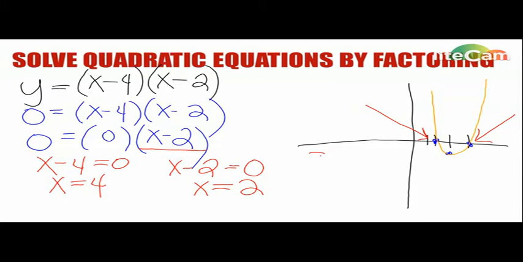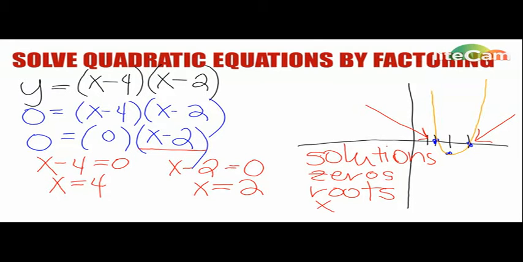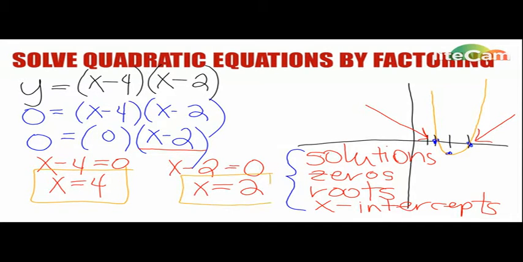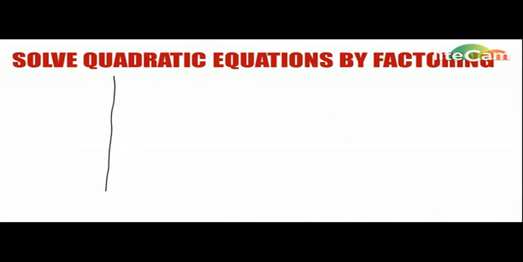Okay, so if I have found where my points are intersecting the x-axis, I've also found what are called solutions, or what x equals. They're also called the zeros, the roots, or the x-intercepts. So if you see any one of these in a problem, it's talking about the same thing. Now my solution is x equals 4 and x equals 2. Those are the two answers that I'm looking for. You can write it like this, x equals 2, 4, and list out the answers.